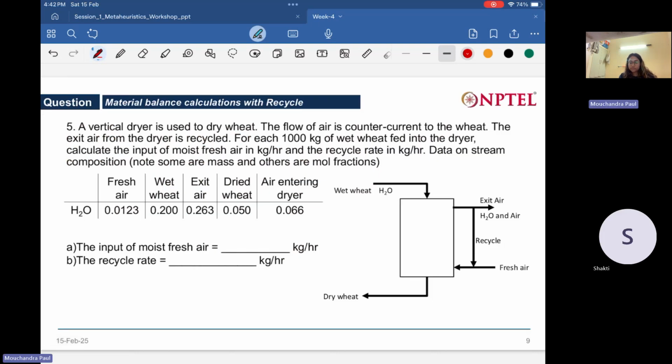Moving on, this is another similar question on recycle. There is a vertical dryer. This is the dryer that is used to dry wheat. The flow of air is counter current to the wheat. So this is how the wheat is entering, and this is how the air is leaving. All right, so these are counter current in nature.